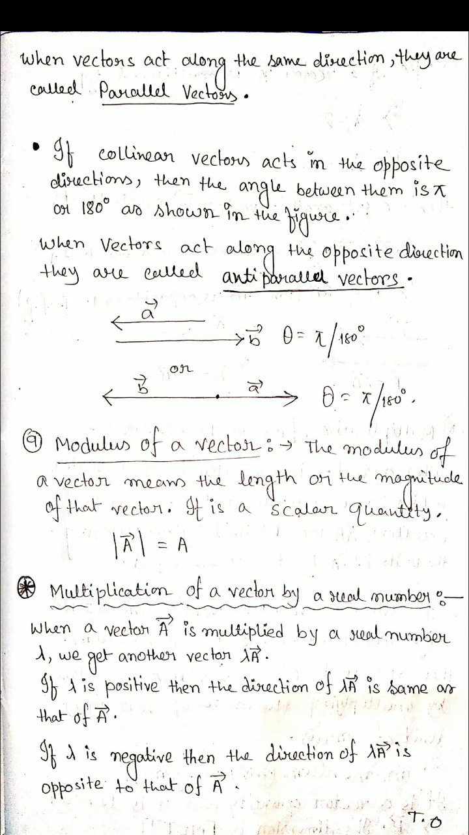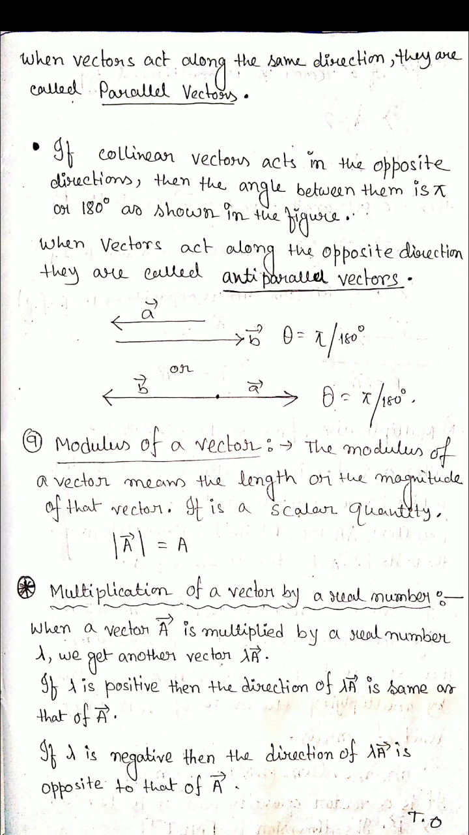So collinear vectors are of two types: parallel vectors and anti-parallel vectors. When you define a collinear vector, you write that either they will be on the same line or parallel to each other, and either in the same direction or in the opposite direction, because parallel and anti-parallel are both part of a collinear vector. But when you define parallel and anti-parallel, then you separate them. Clear? Okay. The next one is the modulus of a vector.